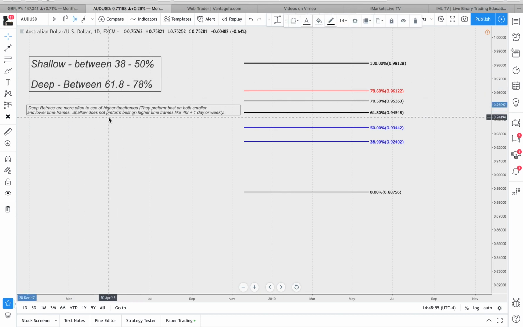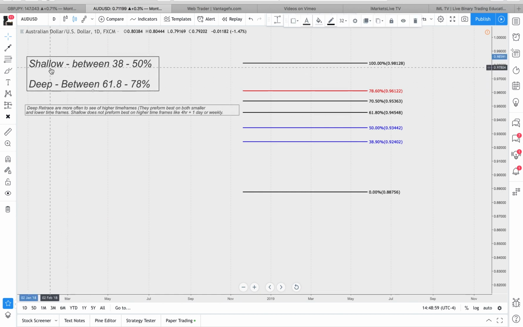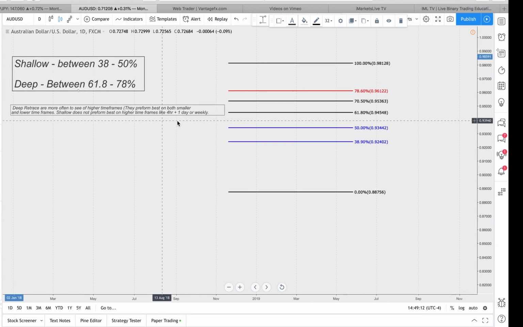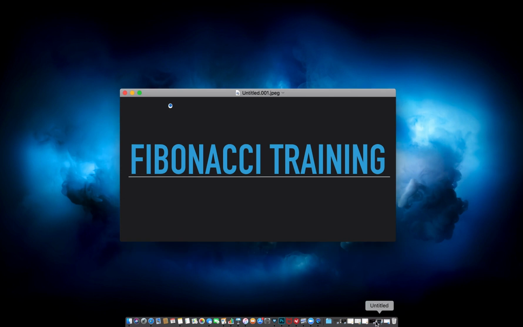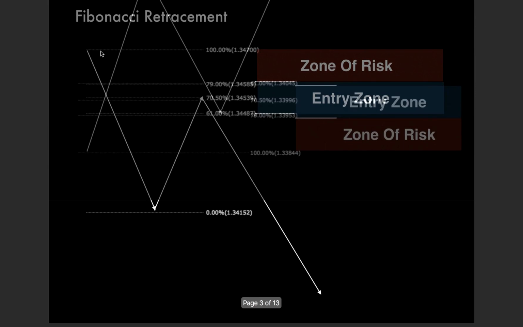Shallow does not perform best on higher time frames. And remember, going forward, shallow retracements are more often to see on smaller time frames, like your 1 hour, 2 hour, or even lower. We're mainly going to be looking at the higher time frames going forward. It's going to end up looking something like this. What it's really going to look like when we go forward is something like this.